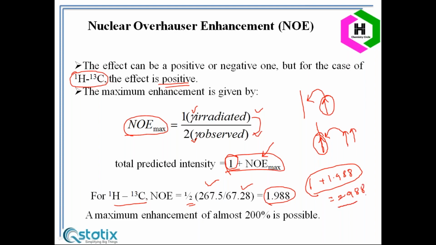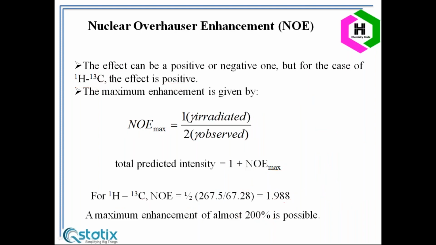Like this, the intensity of the signal is going to increase with the influence of the proton nucleus, which is at the saturated state in the decoupled spectra. This we are going to call the nuclear Overhauser effect. So 1.988 is very close to 2, and the enhancement will be almost 200%. The maximum enhancement of the nuclear Overhauser effect is 200%.